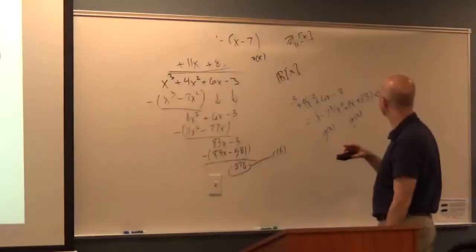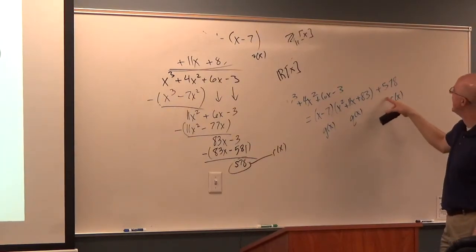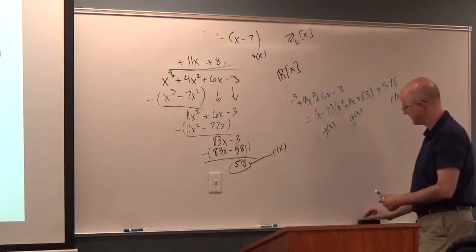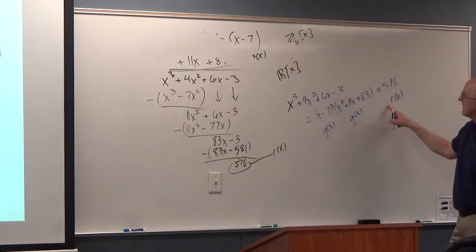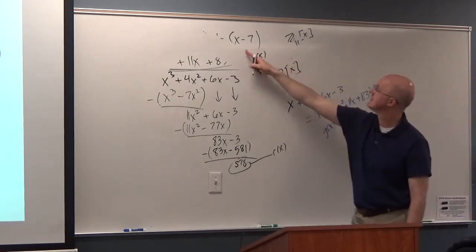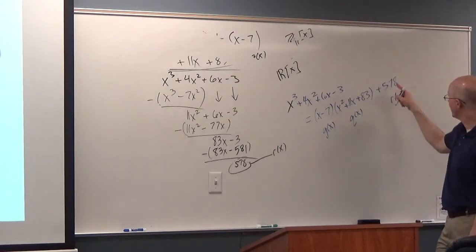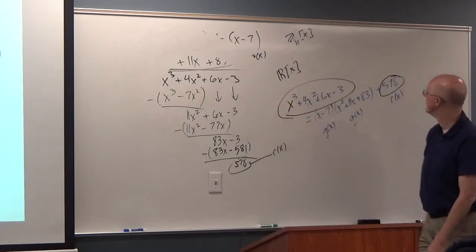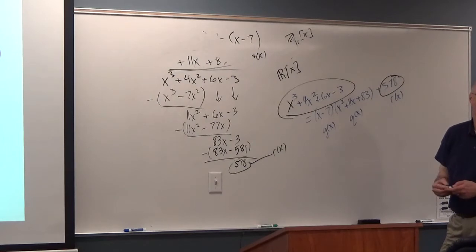Well, maybe I shouldn't erase this. 578 here, the remainder that we got when we did this division. The remainder that we got, we divided by, what was it, x minus 7. So you see there, that 578, by this theorem, this corollary, is also the value of this polynomial when you plug in 7. That's what this is saying.